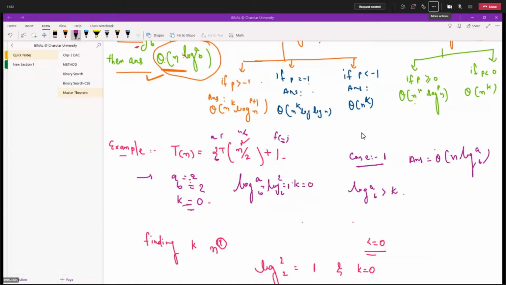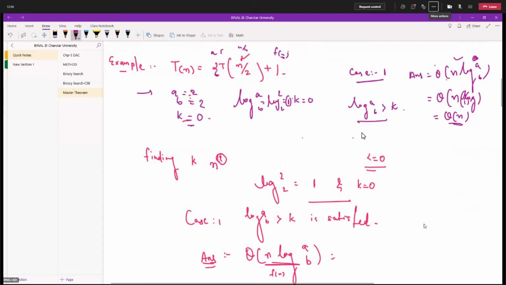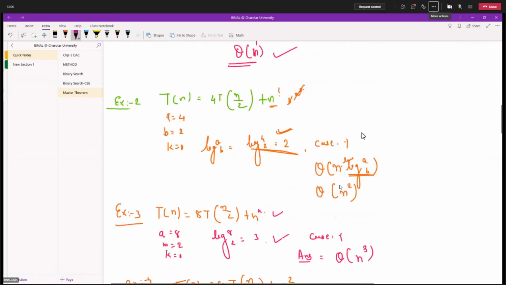Okay. So here case 1 is satisfied, which is log a base b greater than k, because our log a base b value is 1 and k is 0. So we can directly write the complexity as theta of n to the power log a base b. What is n to the power log a base b? It is n to the power 1, so the complexity is theta n, because this value is 1, right? So that is theta n. Understand? Yes, ma'am. Okay, so the complexity is theta n.